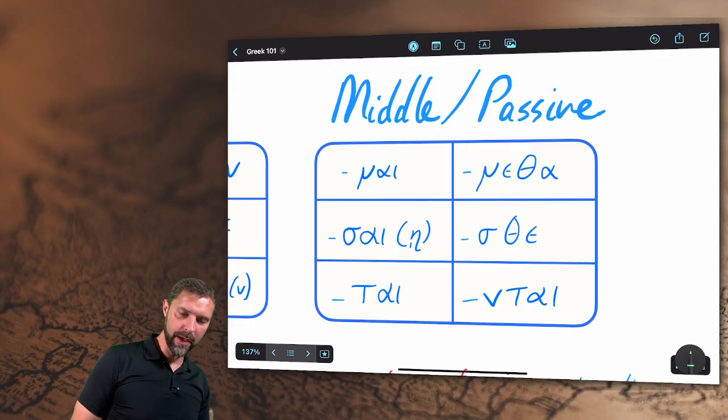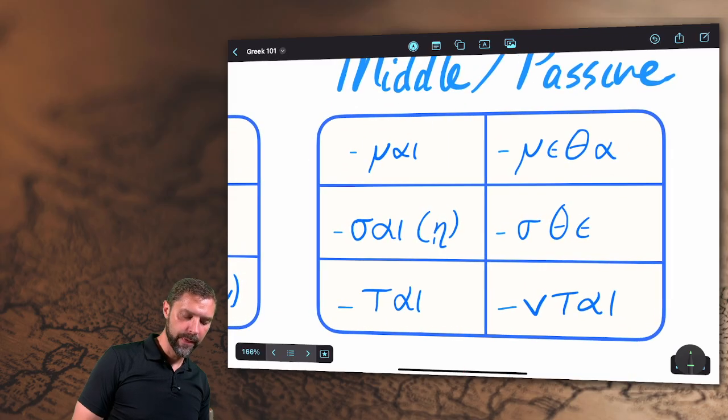You'll see with time how this works itself out. But the psi form is going to normally contract, and it's normally going to turn into an eta iota subscript. There are reasons for it, but for now, just memorize it.